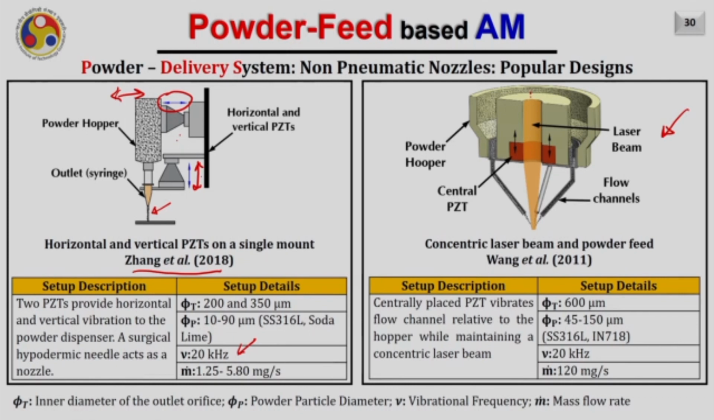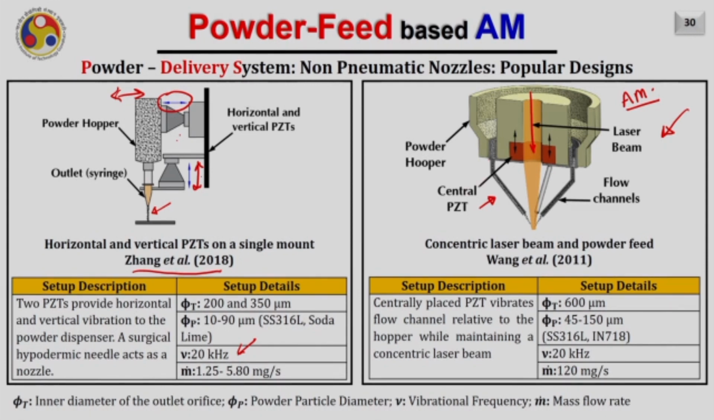This one is the concentric laser beam system for powder delivery. Here you can see that the laser is at the center and the powder is delivered from the side, like in a cone. So, a very conventional system, very popular in additive manufacturing, is described here for delivering the powder by gravity or vibration.